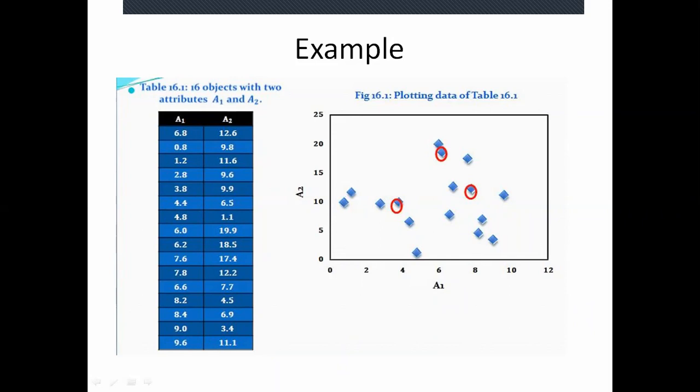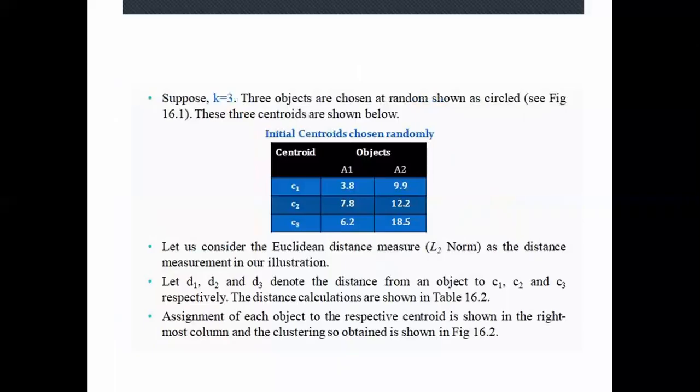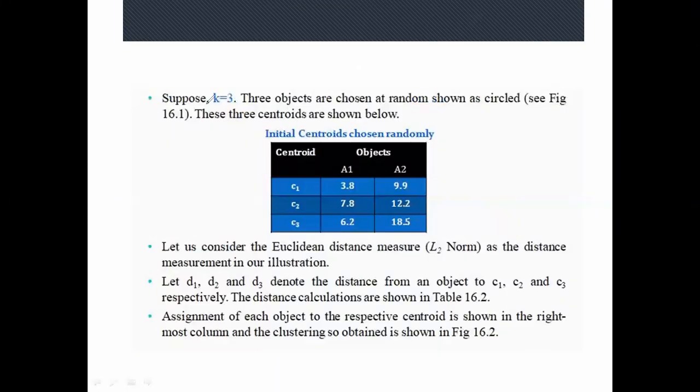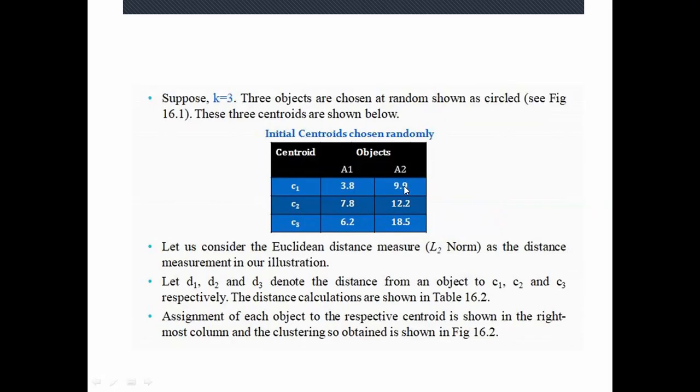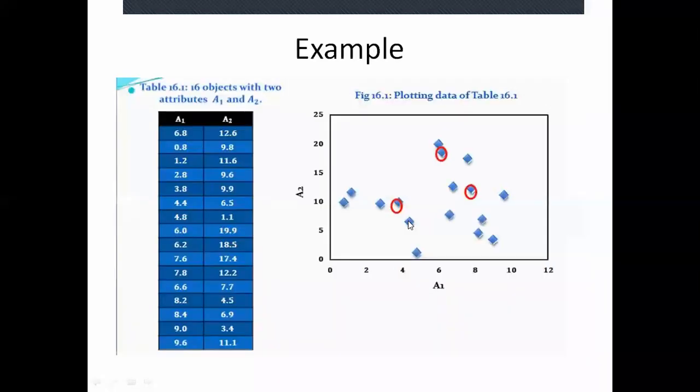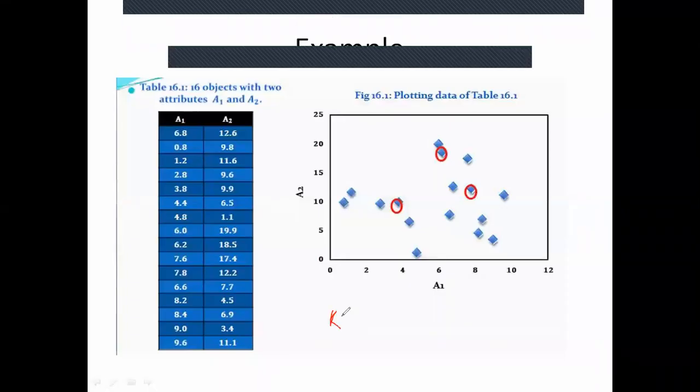According to the algorithm, the first thing was that we need to decide the value of K, and suppose I'm taking the value of K as 3. So K is 3. I'm saying that all these data points I will divide into 3 clusters. So the K value is 3. That was the first step.